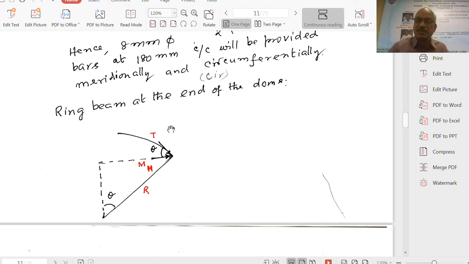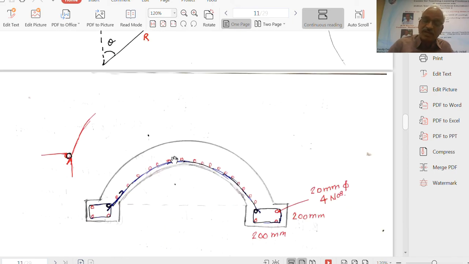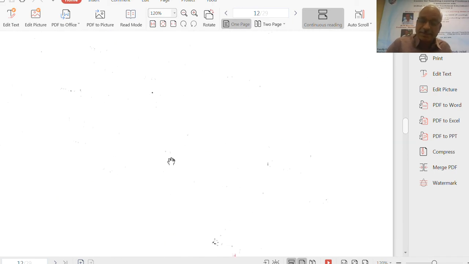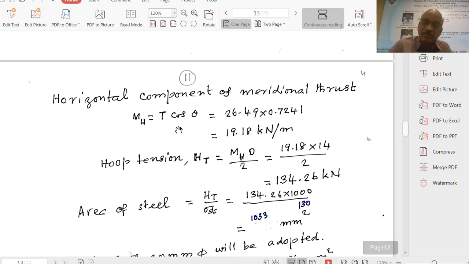Suppose the dome is a hemisphere. It is only segmental. Therefore, it will be at an angle of inclination theta, which we have calculated. So find out the horizontal component of that, which is given by T into cos theta. This T into cos theta will cause a hoop tension in the ring beam provided at the bottom. So T into cos theta is the tension in the ring beam, 19.18 kN per meter.